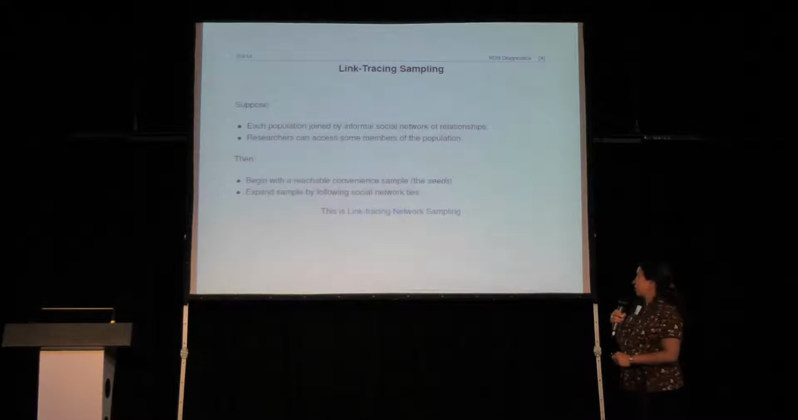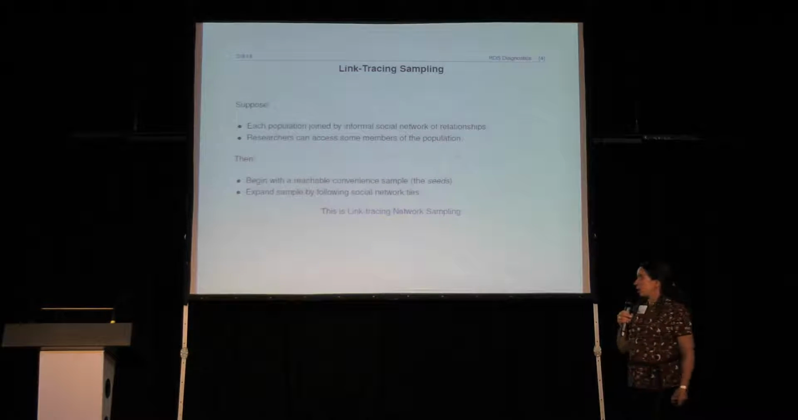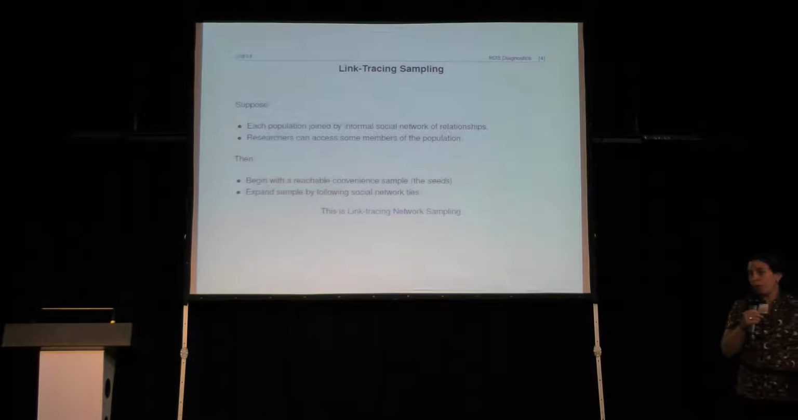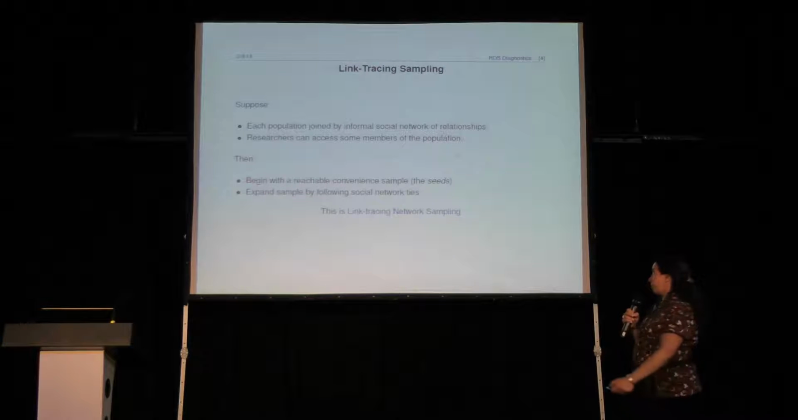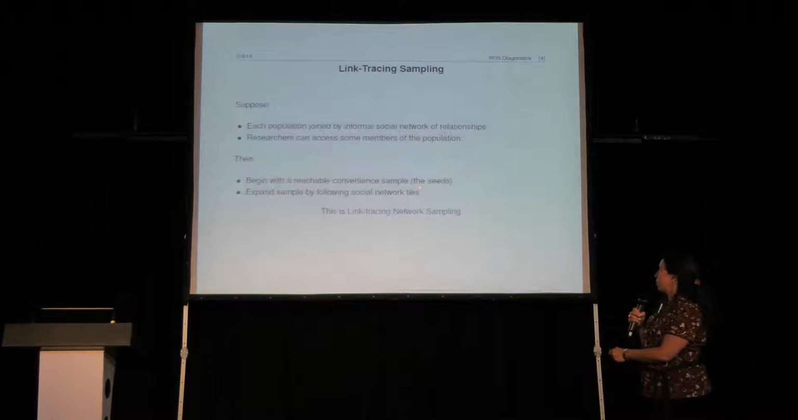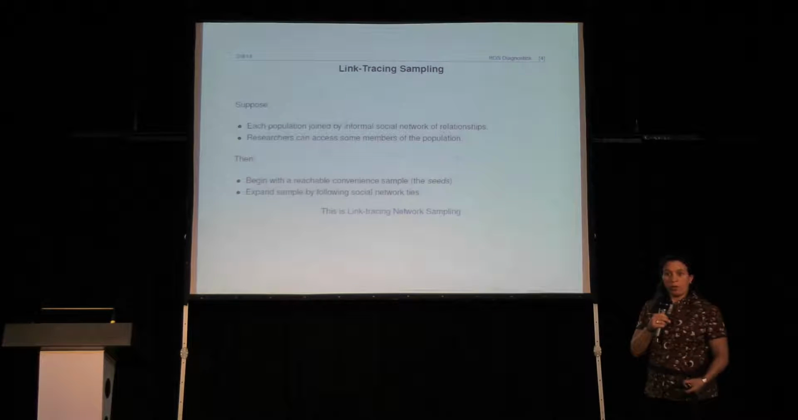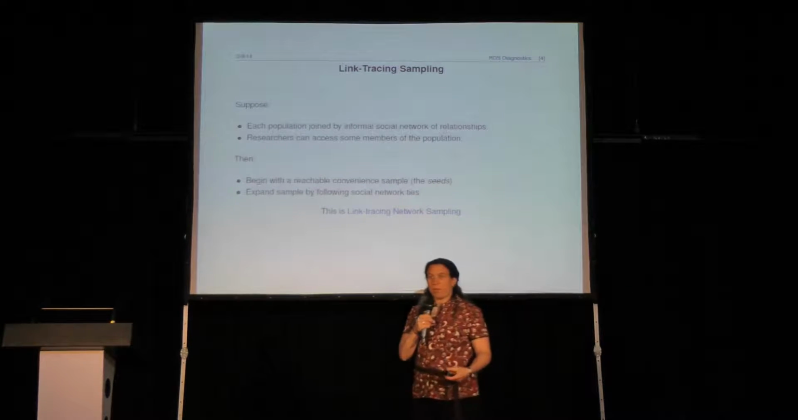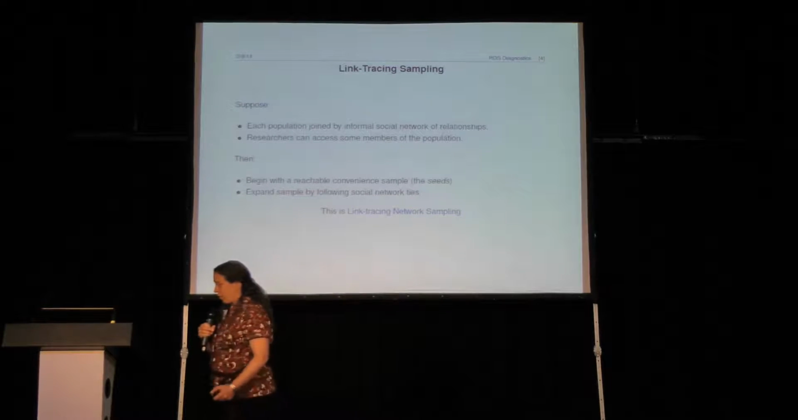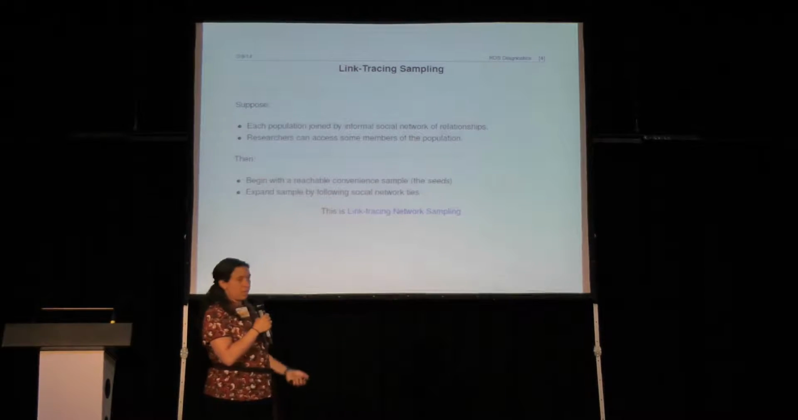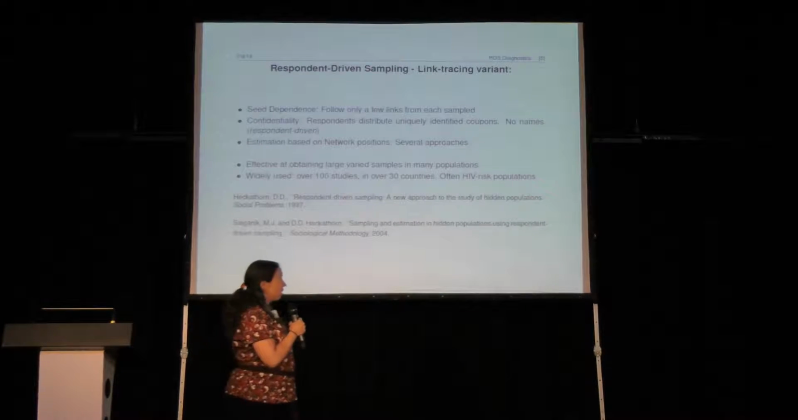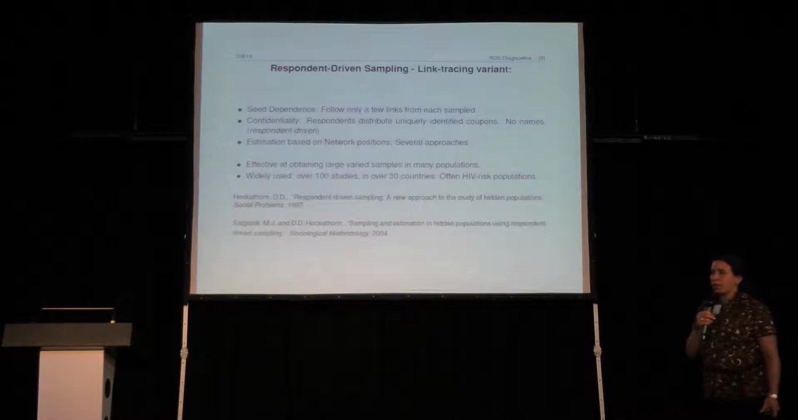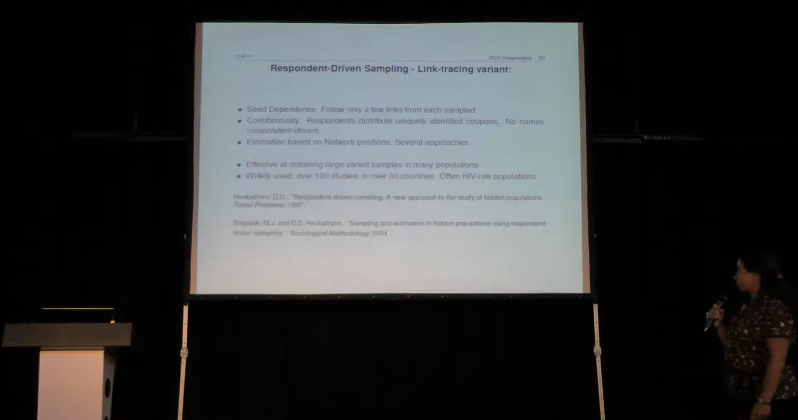So if we have a population that's joined by a social network of relations, and if the researchers can access some of the members of that population, then what we can do is use link tracing network sampling. We begin with a reachable, usually convenient sample of members of the population who we call seeds, and then expand the sample by following ties within the social network. And this is link tracing network sampling in general. Now, respondent-driven sampling, which is the topic of this paper, is a particular form of link tracing network sampling.